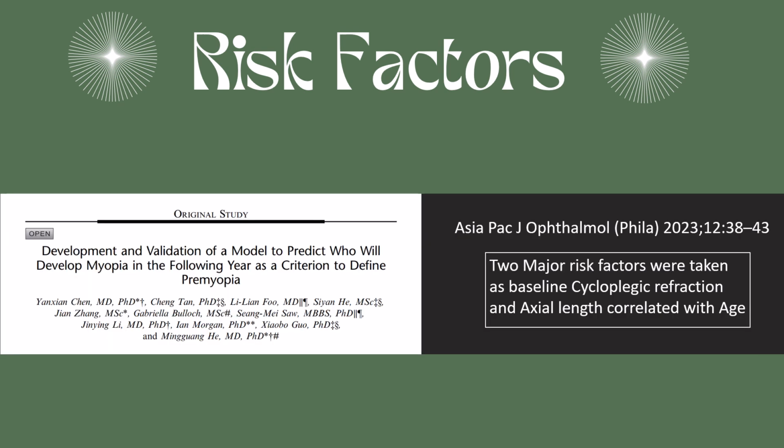Now, regarding risk factors, this is one of the wonderful articles where they have tried to predict who will develop myopia, and I have asked Devanshi that we will be doing a small journal club, a small critical review of this particular article, because I think the bulk of the evidence at this point of time which is being circulated comes from this article. They calculated two major risk factors, baseline cycloplegic refraction and baseline axial length, and they found that baseline cycloplegic refraction was a stronger, corroborative factor correlated with the age. So we will see all three things.